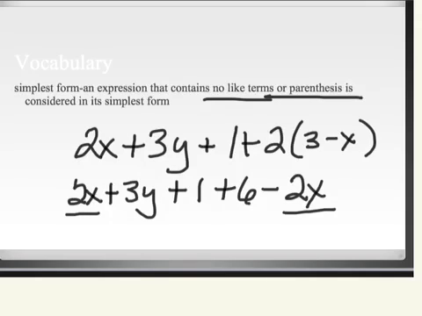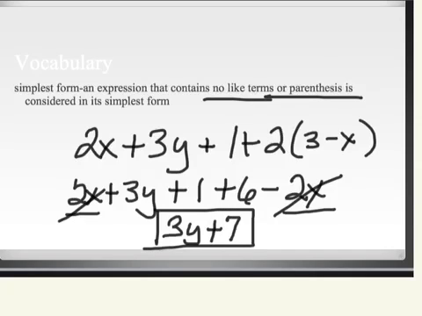So when I join these like terms together, 2x minus 2x, those go away. I'm left with 3y plus, 1 and 6 are like terms, 3y plus 7. And this would be considered the simplest form. So again, simplest form is no parentheses and there's no like terms. Notice I have no more like terms because I joined everything together.